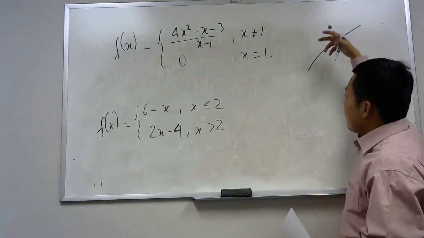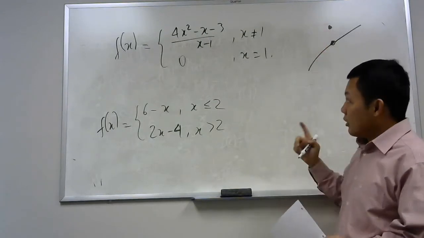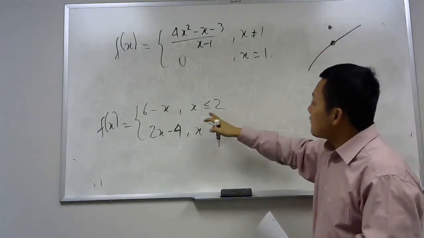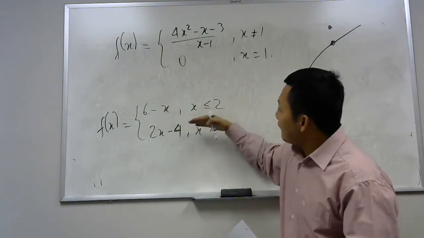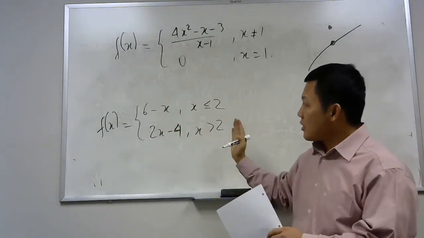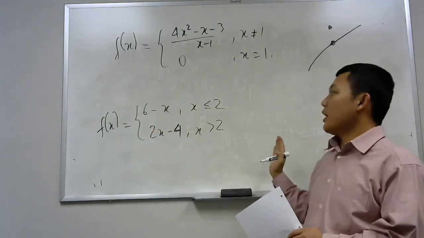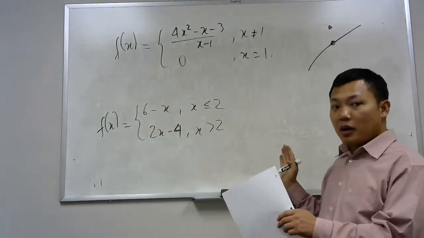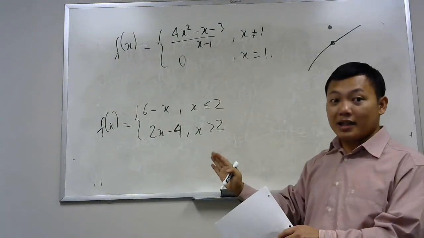And by doing so, you don't have a continuous function. But this function has two parts, right? You have the left part and the right part. Once you have left and right, you have to make sure the left part and the right part are connected when x equals 2.